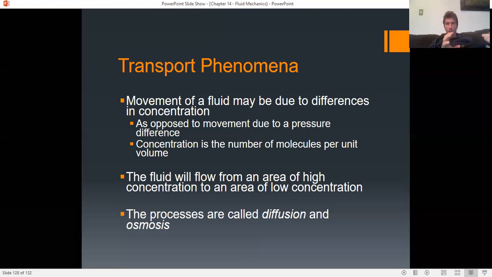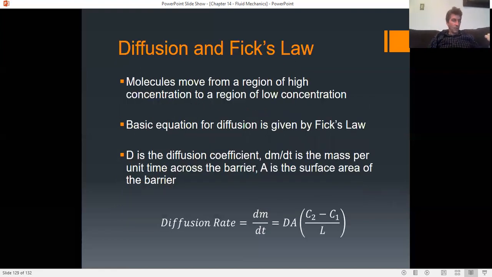The thermal motion wants to have an equal number of molecules of one type on one side and equal amount on the other type, because there's an equal probability of crossing one way to the other when the concentrations have equalized. So molecules will move from a higher concentration to a lower concentration by what we call Fick's law.